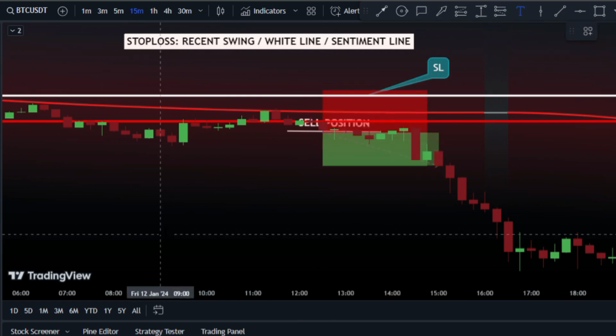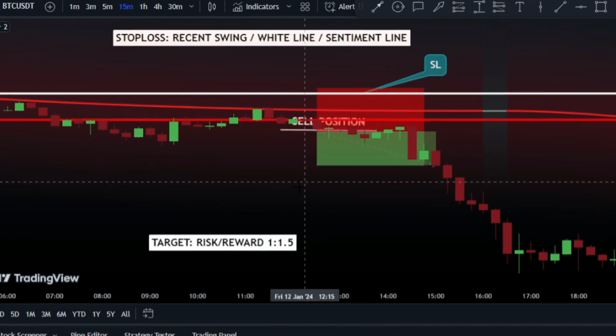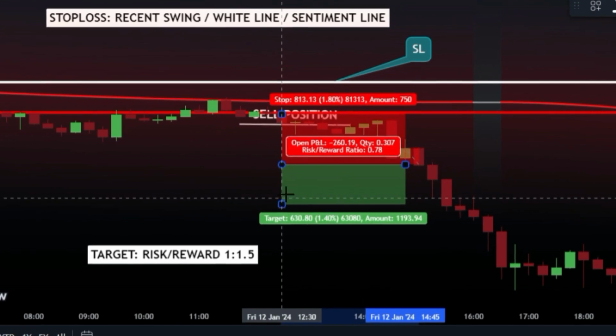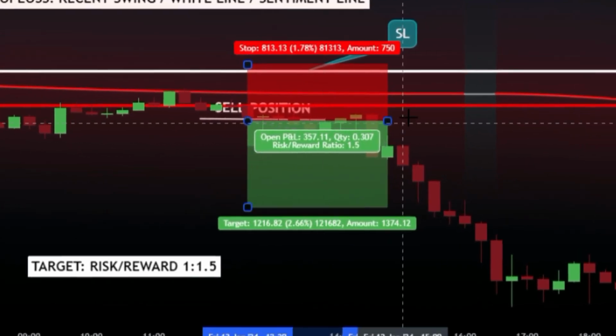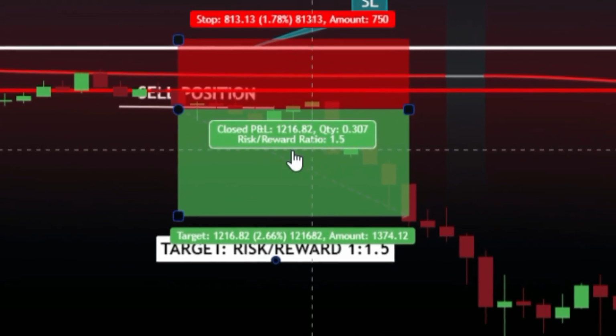And to secure your profits, establish a clear exit plan. A solid rule of thumb is to set your profit target at 1.5 times the risk of your trade. This method promotes a healthy risk-to-reward ratio and can contribute to your long-term trading success.